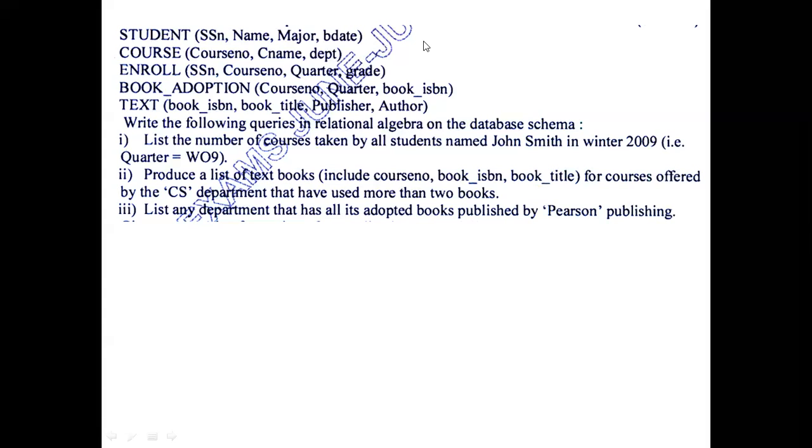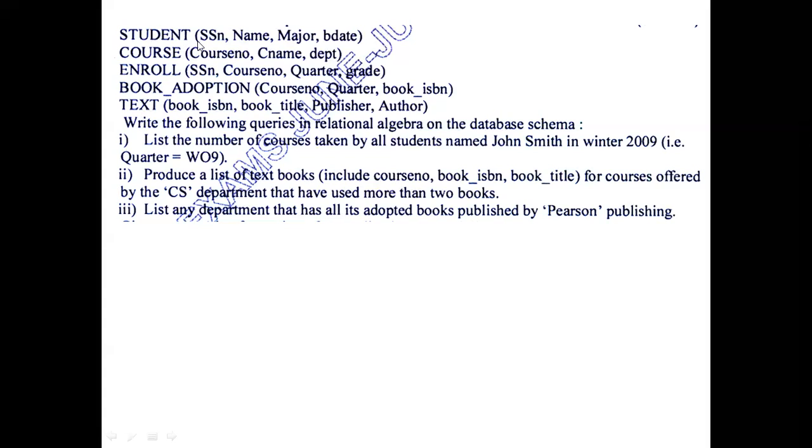Today we shall discuss a few more SQL queries. Consider the database described over here having five tables. The five tables include student, course, enroll, book adoption, and textbook.